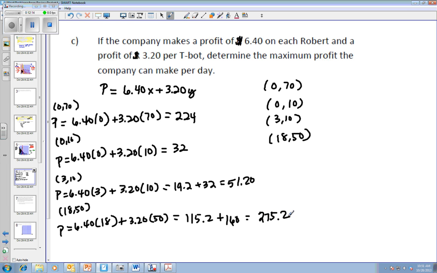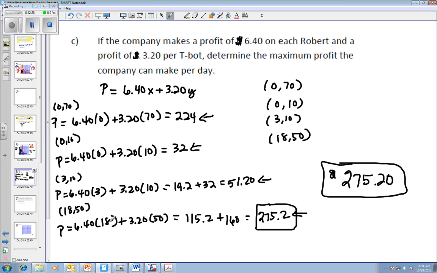275.2. So out of all of these answers, we want to know the maximum profit. Well, the maximum profit would be this one, $275.20. And that's when I make 18 Roberts and 50 T-bots. Okay, so that was number 2.